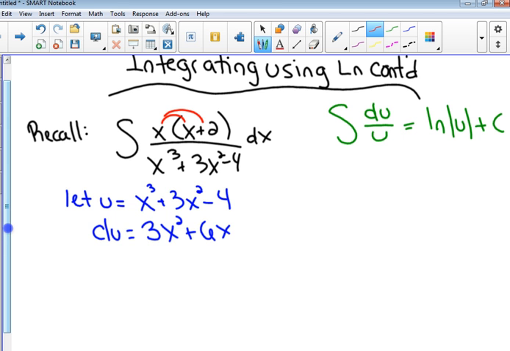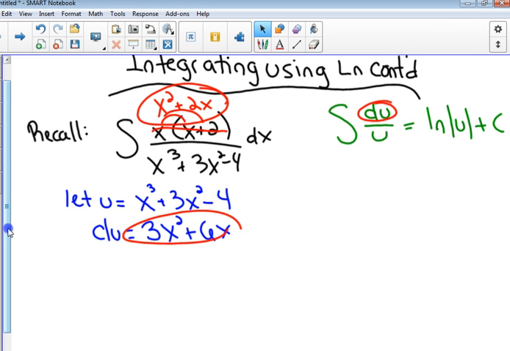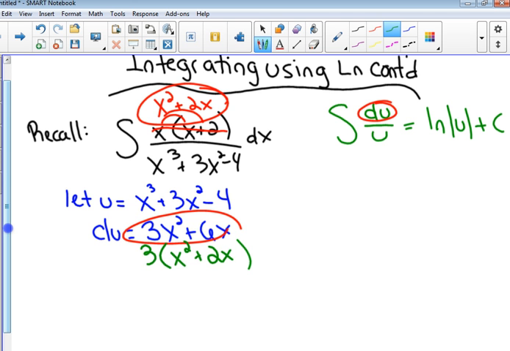Up here, if you bring this through, we get x squared plus 2x, right? Kind of simplify that a little bit. What we want is the numerator to match the du, whatever the derivative is. Now, if we look at 3x squared plus 6x and x squared plus 2x, what could you do? Good, so we use the idea of factoring out a 3 as a GCF. So if you factor that out, see how now we have the du there?